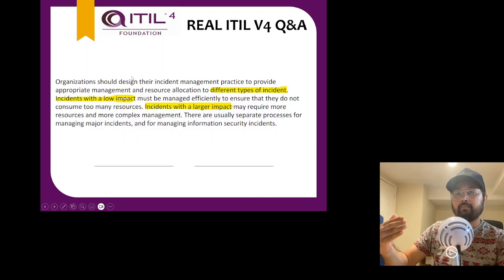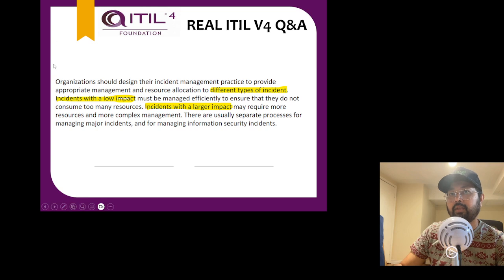So there is some explanation after that of this definition in the book. We can see organizations should design their incident management practice to provide appropriate management and resource allocation to different types of incident. Incidents with low impact must be managed efficiently to ensure that they do not consume too much resources. An incident with larger impact may require more resources and complex management.